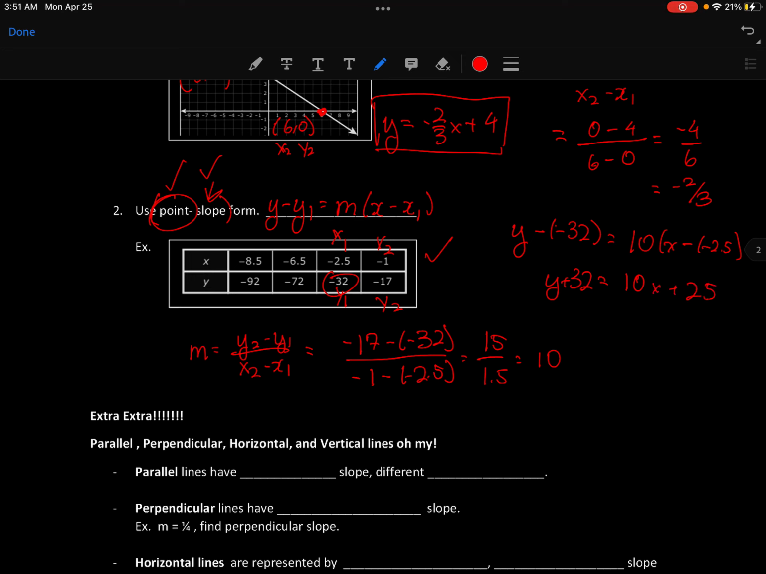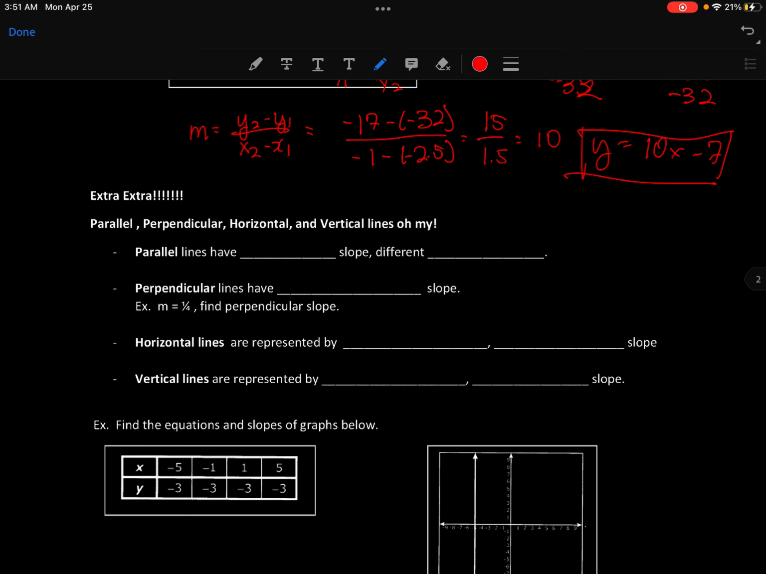Therefore, solving for y, subtract 32 from both sides, and you're left with y is equal to 10x minus 7, and that is the equation of the line, and we are done.